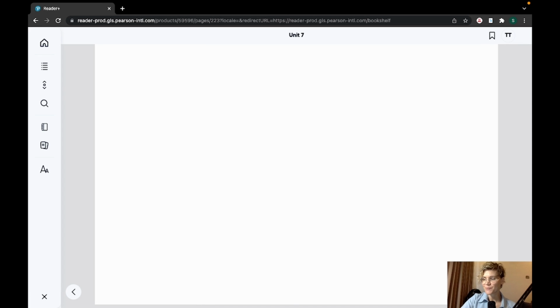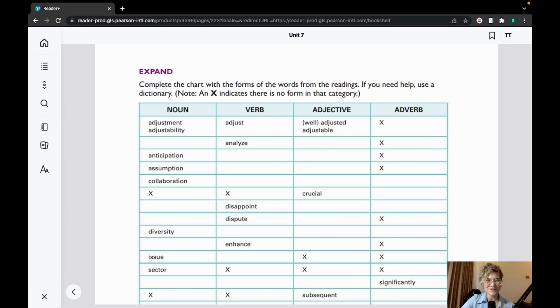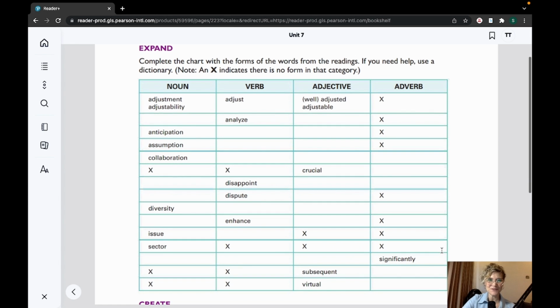That brings us to the point of expand. So we're expanding the vocabulary in a different way. We are going to complete the chart with the forms of the words from the reading. So, part of speech: noun, verb, adjective, adverb. How do we use the words? Note an X indicates there is no form in that category.